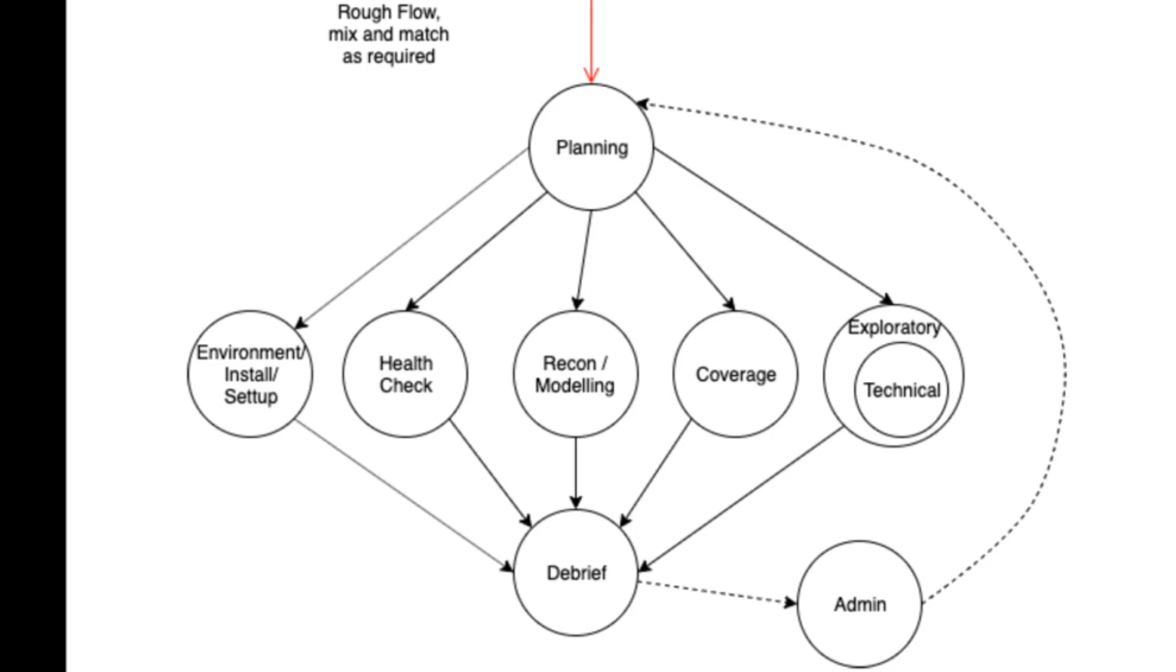Even though it's showing it as a flow model, it's looping around. We do different things at different times. I just haven't put all the connections and relationships in there. So you'll see that as we go through.